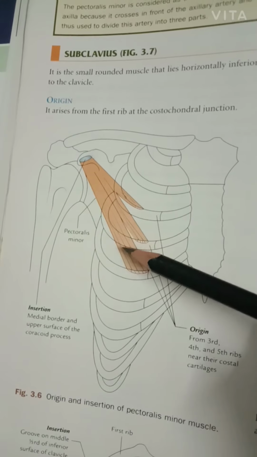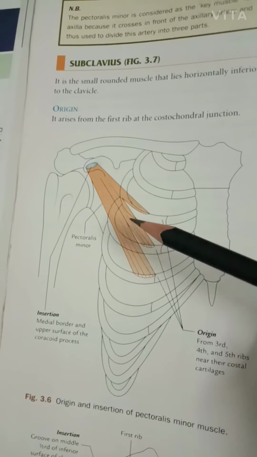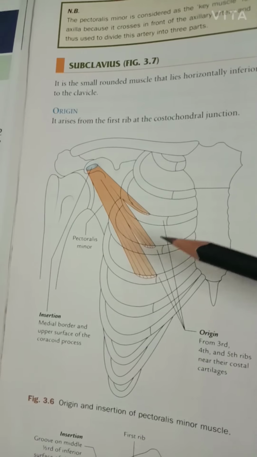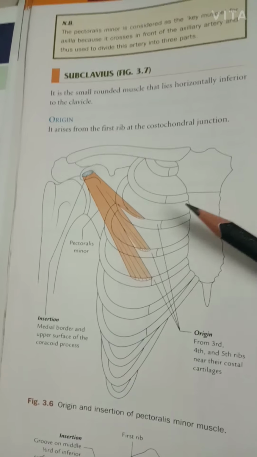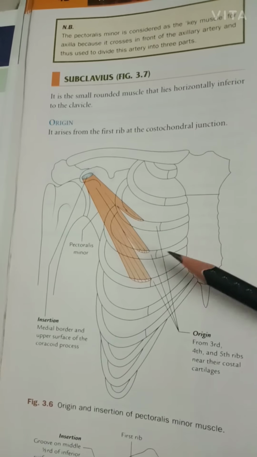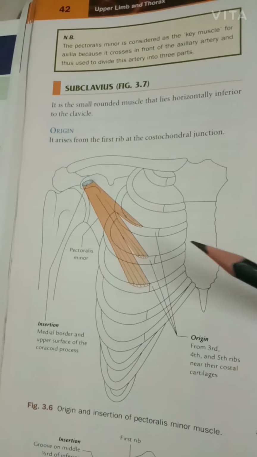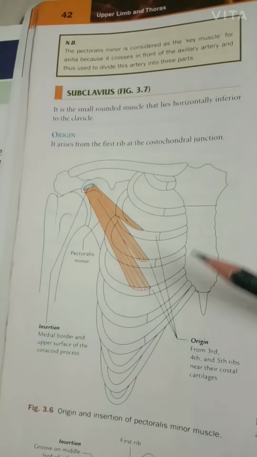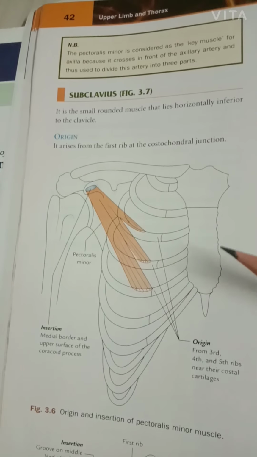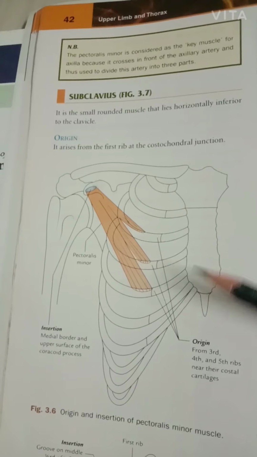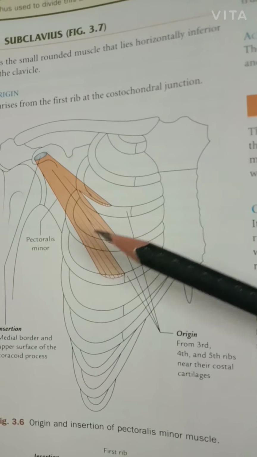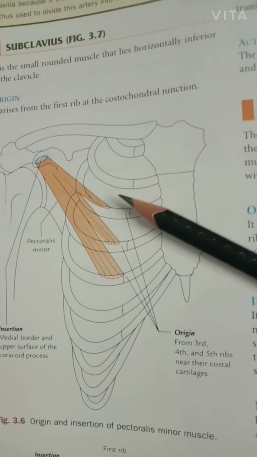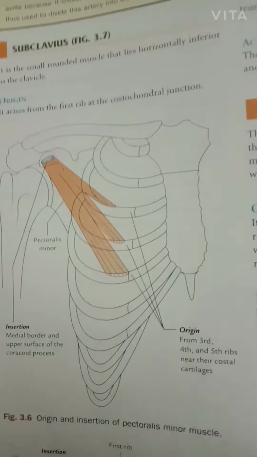Then the nerve supply of this muscle, that is the medial and the lateral pectoral nerve. And then the action of this muscle, that is it draws the scapula forward, then depresses the point of the shoulder, and it also helps in forceful inspiration. So that is the main function or the action which is done by the pectoralis minor muscle.